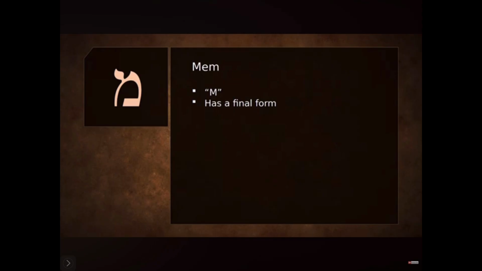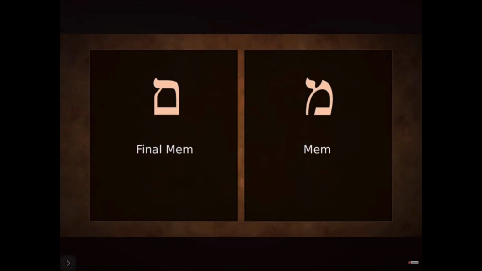The 13th letter is mem. Mem makes the sound of the letter M. Mem also has a final form, which looks like this. On the right is a regular mem, and on the left is final mem.